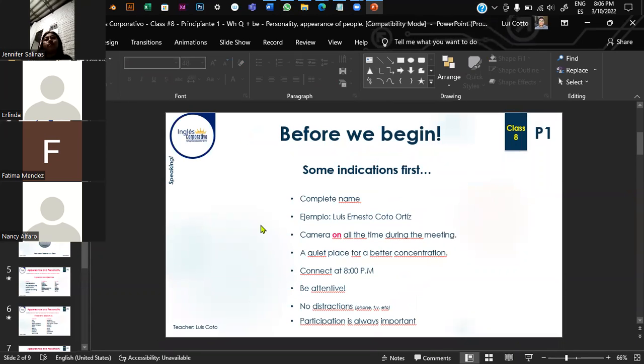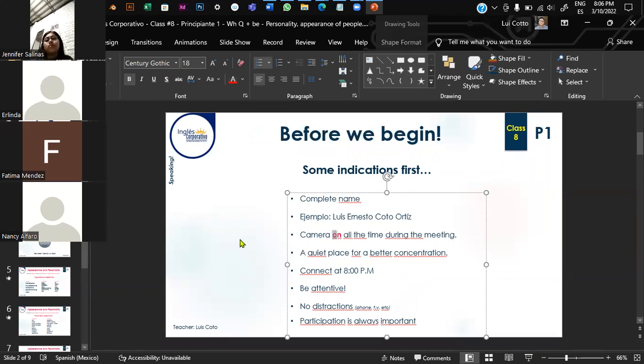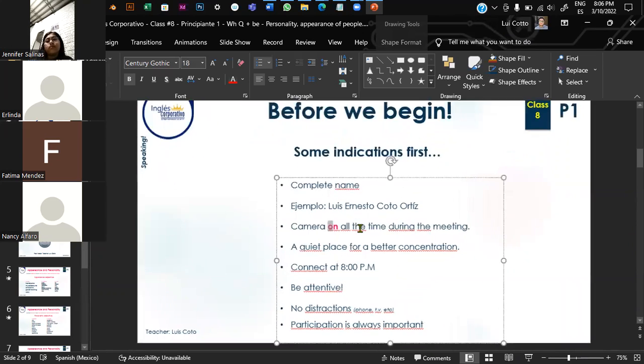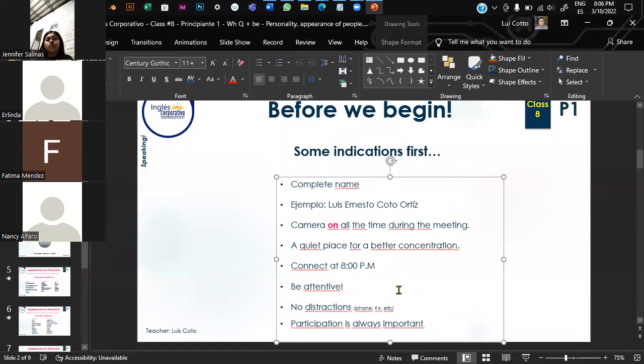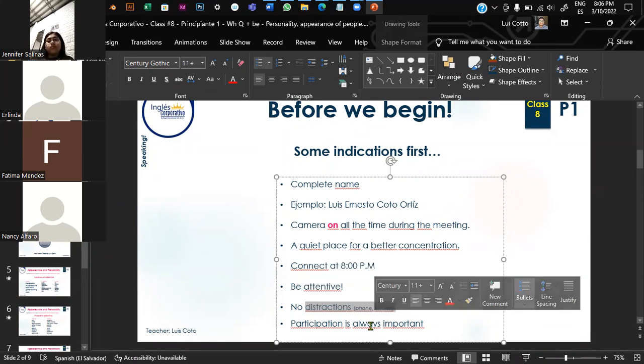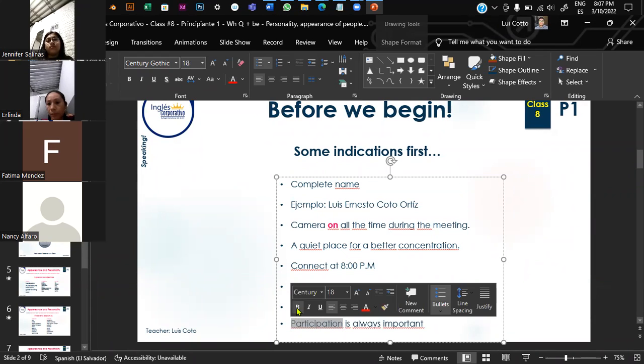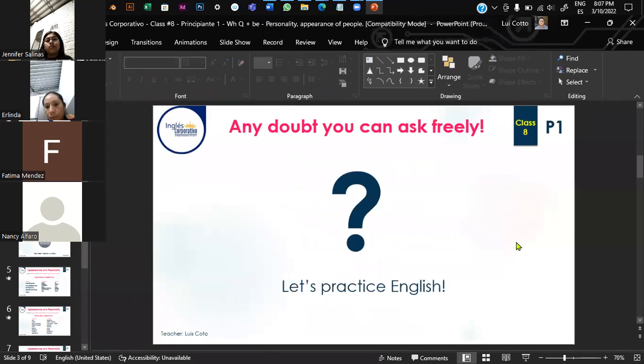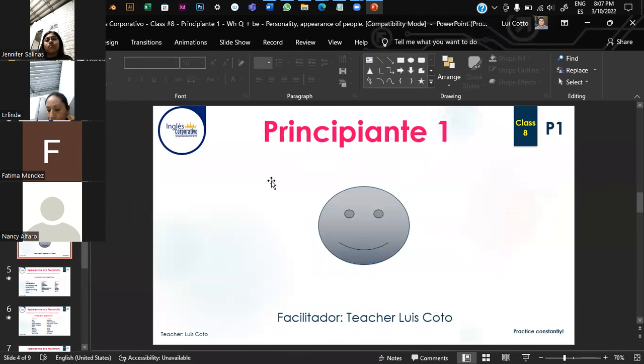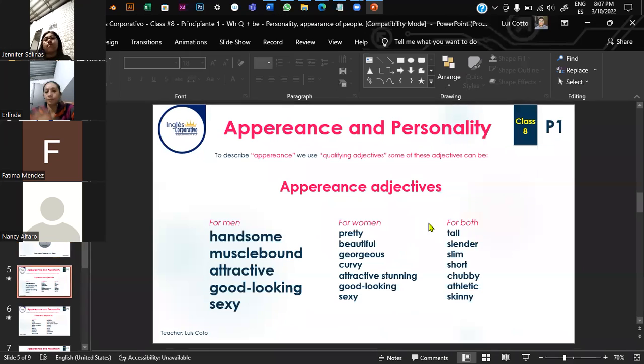As you know, I see all your names. If you have a camera, turn it on. Don't be shy. Be attentive, no distractions, and participation is always important. Any doubt, any question, ask me. This is the final class of this week. Complete the tasks on the platform, the website, for this week and weekend. The midterm exam must be completed.